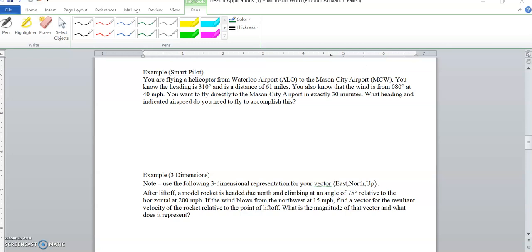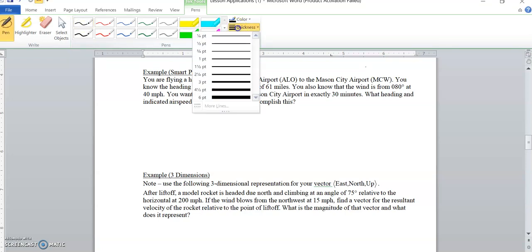So if you read through, it says you're flying a helicopter from Waterloo to Mason City. The heading is 310. So that 310 is like on a map. If I start in Waterloo and I look at where Mason City is, the direction is 310 degrees. So if we want to draw that, let me change that.